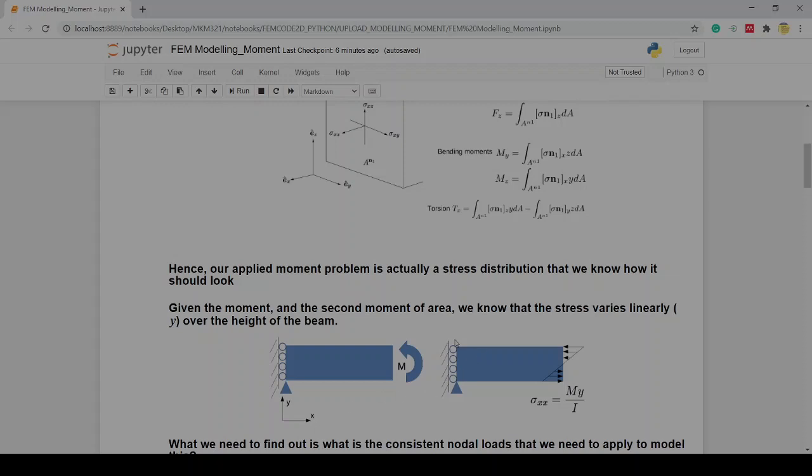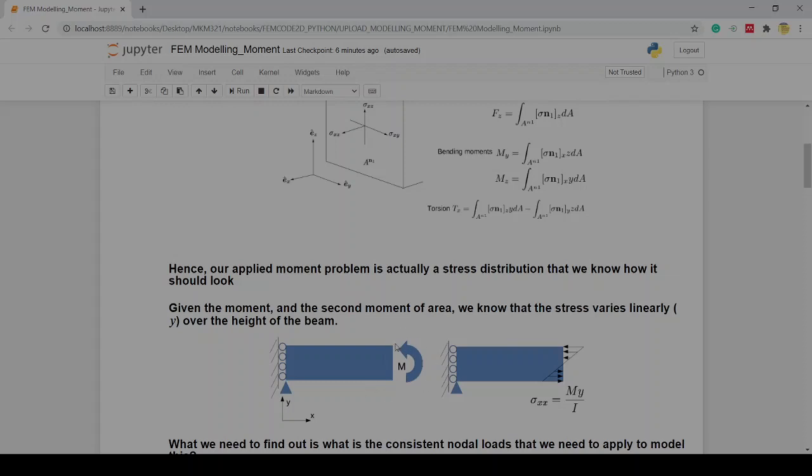We need to model this with rollers so that there's Poisson's contraction, and there needs to be a point there that's also not moving in y, so that this thing is not moving up and down. And essentially the only stress component that is non-zero is sigma xx that acts on this beam. Okay, that's really what we need to understand.